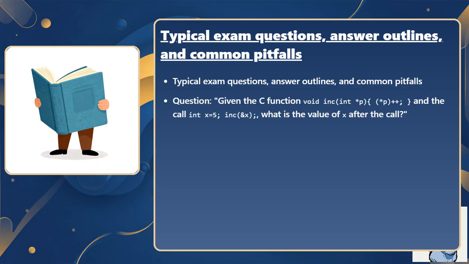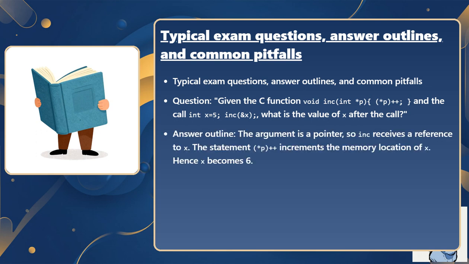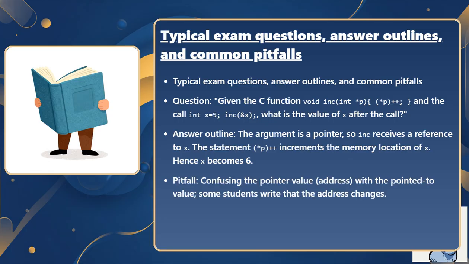Given the C function void inc taking an int pointer p that increments the pointed value, and the call int x = 5; inc(&x), what is the value of x after the call? The argument is a pointer, so inc receives a reference to x. The statement increments the memory location of x, hence x becomes 6. The pitfall: confusing the pointer value, the address, with the pointed-to value. Some students write that the address changes.